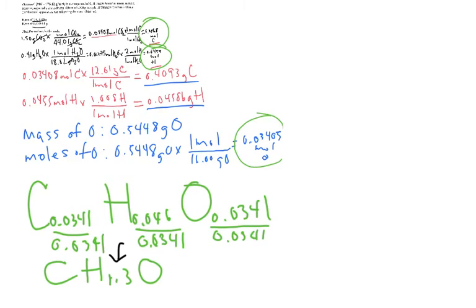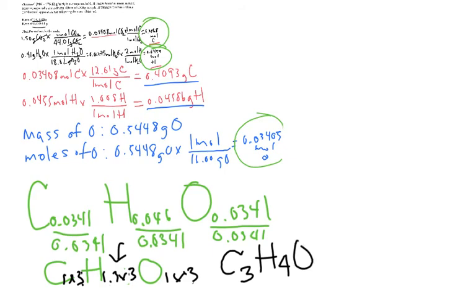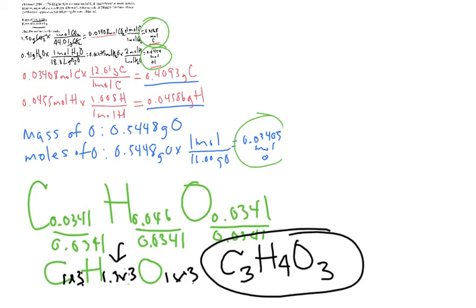So we know that we need to multiply each by 4. I'll write it more clearly. 1.3 times 4, and then 1 times 4. I just said 4. I'm sorry, I meant 3, because 1.3 times 3 would be 4, a whole number. Okay. So 1 times 3, 1.3 times 3, and 1 times 3. So the empirical formula that we have is C3H4O3. This is our empirical formula.